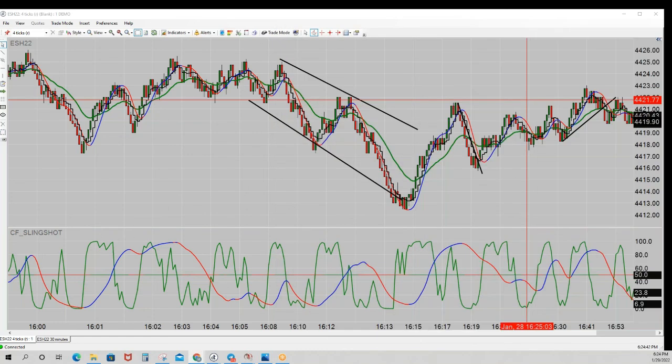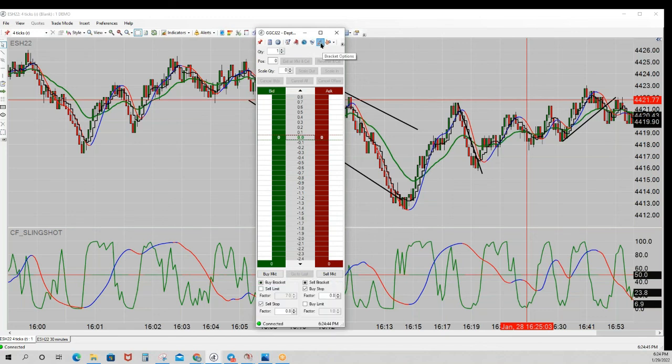Now, when you set up a bracket on your DOM, which is depth of market, what you do here is this. If I do that and that, this is a bracket of 8 ticks. If I were to enter here, you see right here I have my cursor on the green. If you look just to the right on the other side, you see those orange things? The one down below would be my stop, and the one up above would be my target. That's what a bracket is.